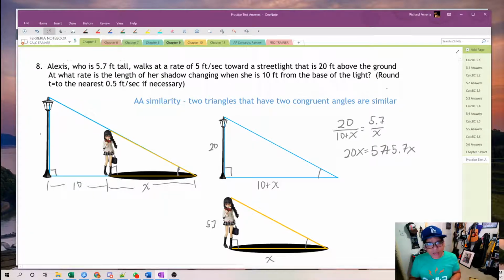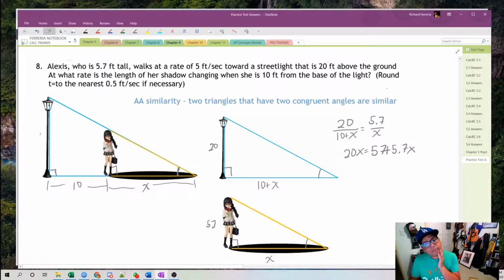And I think I'm making a mistake here. Take a look at this. The distance between Alexis and the lamppost is actually changing. So I'm actually breaking some rules here by making that a constant. This should be another variable since it is changing. We're going to call it y. And then we're going to redo our similarity.